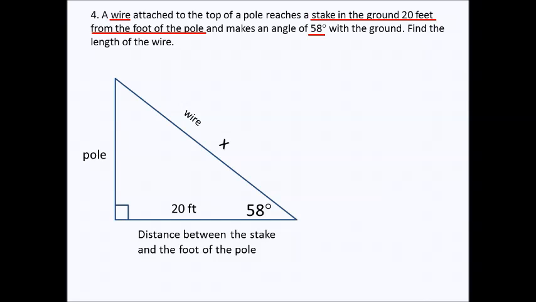The distance between the stake and the foot of the pole, which is 20 feet, is adjacent to the angle that's made between the wire and the ground. The wire is represented by the hypotenuse of this triangle. The trig function, which relates adjacent sides with the hypotenuse, is cosine. So cosine of 58 degrees is equal to 20 divided by x. The rest becomes algebra.